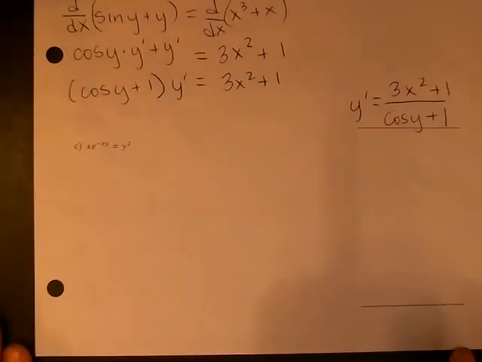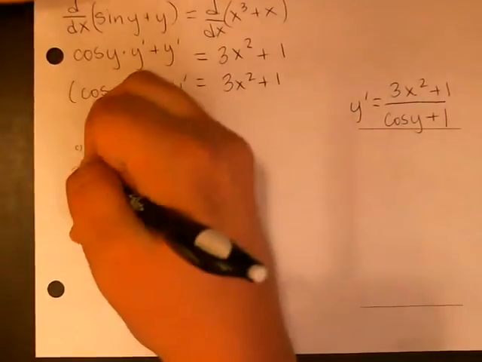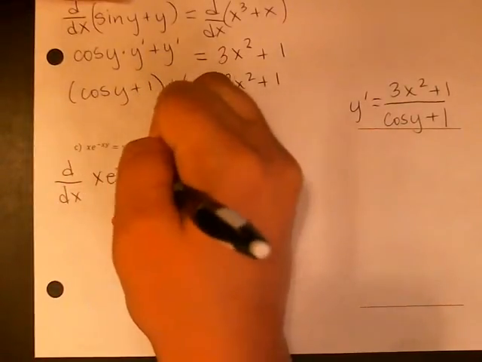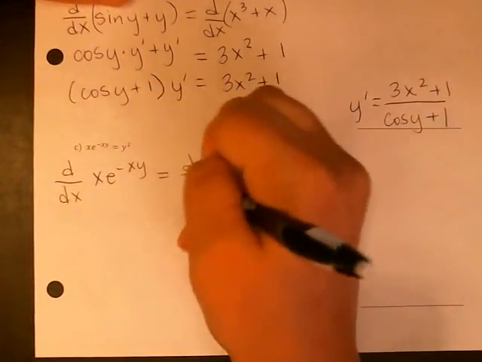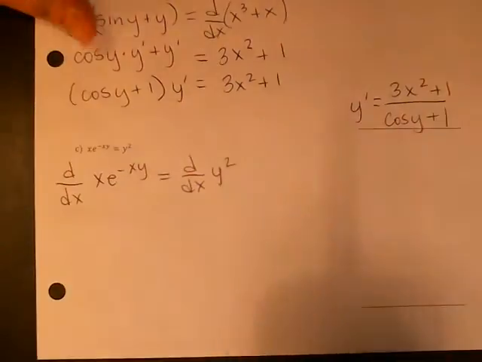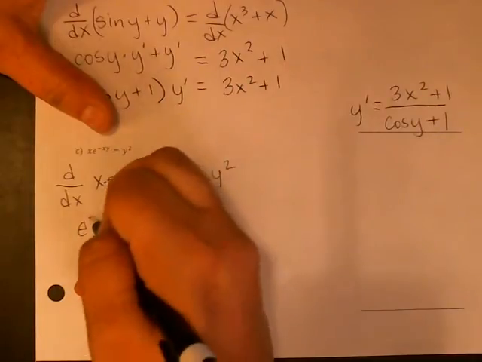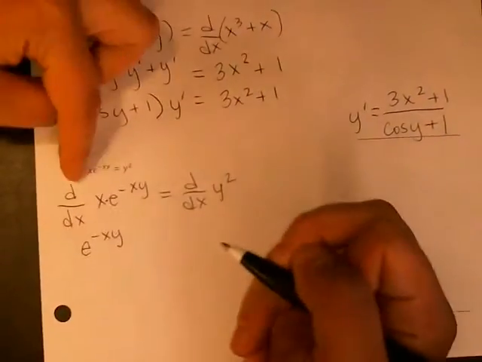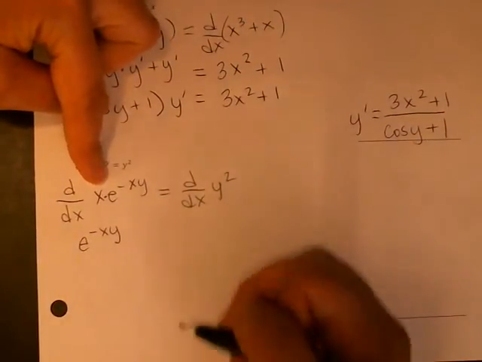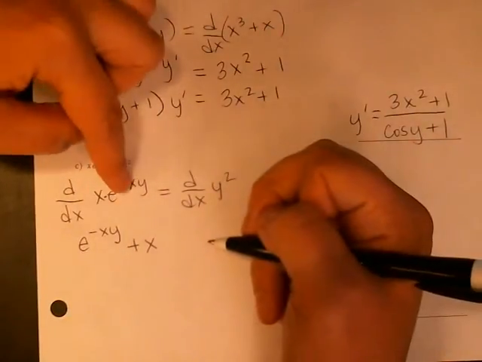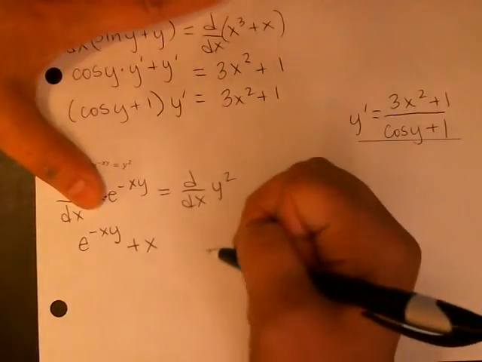This one looks a little more interesting. x e to the negative xy equals y squared. So derivative with respect to x. Okay, so this is a product, so let's do the second, e to the negative xy times the derivative of the first, which is just 1, and then we'll have the first times the derivative of the second, which is actually kind of a mess.